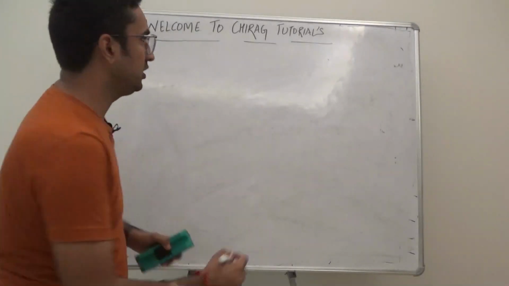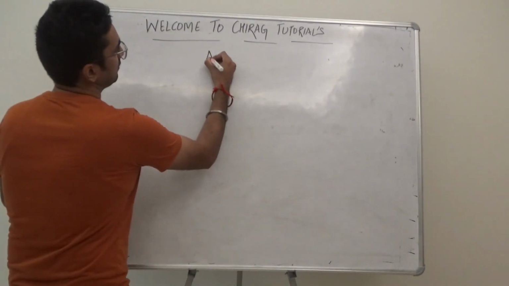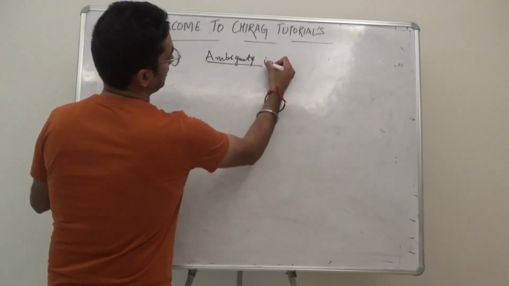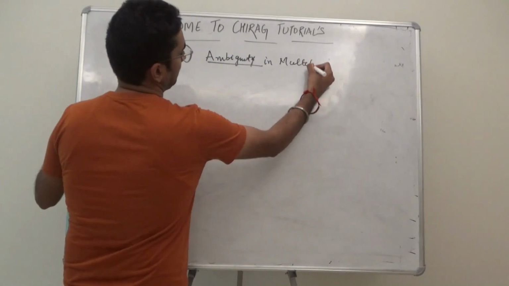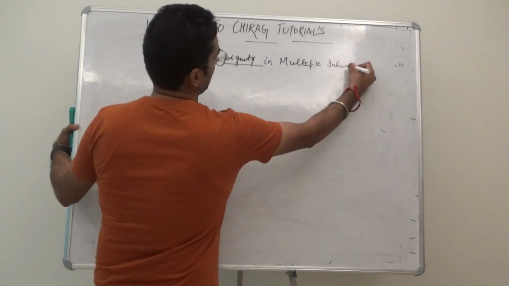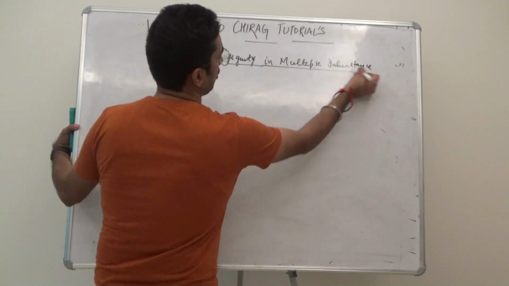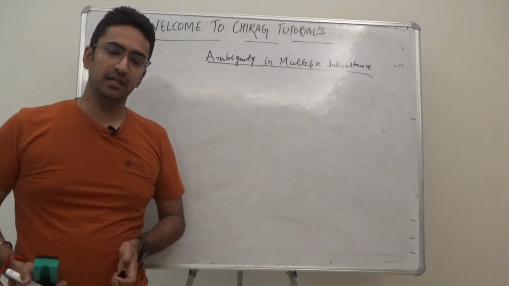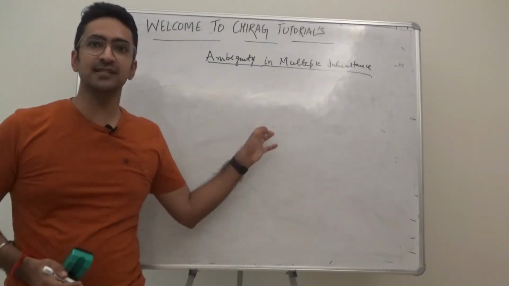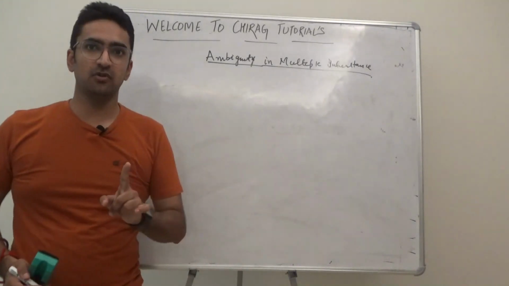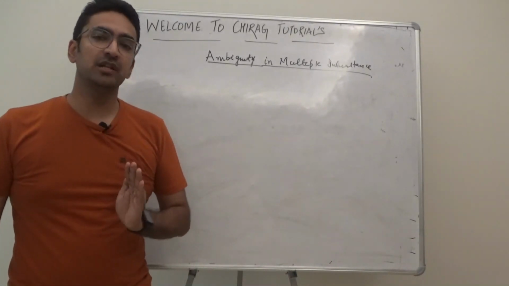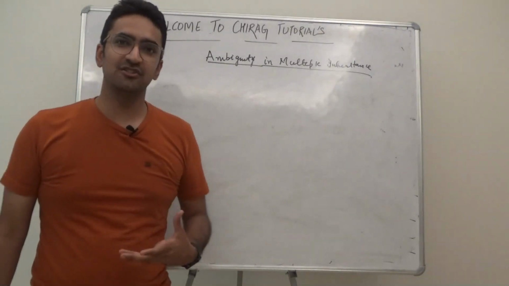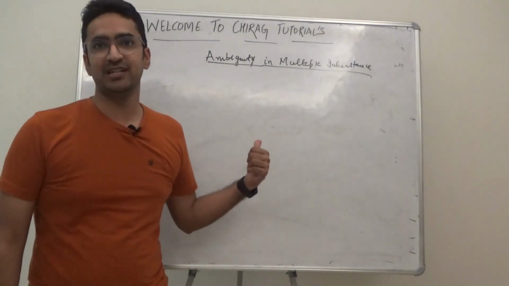In this video we will be doing the concept of ambiguity in multiple inheritance and how we are going to resolve ambiguity. Guys, this is a very important concept in C++. Because of this concept it led to the concept of Java. Because this is actually a disadvantage in C++ that leads to the creation of another language.